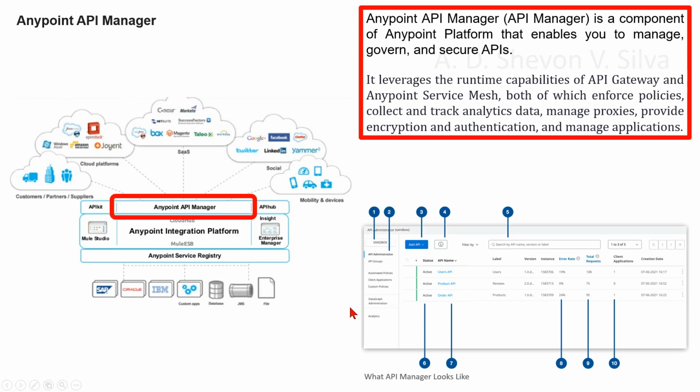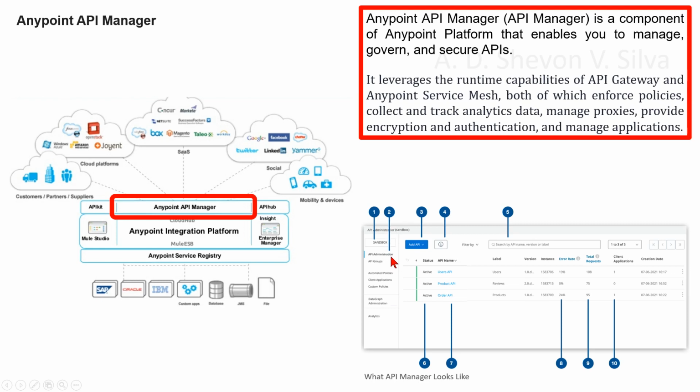Here you can see what API Manager looks like. To access API Manager, log into Anypoint platform and select API Manager from the main menu. Here in number 1 you can see the environment selector. Anypoint platform enables you to create and manage separate deployment environments for APIs and applications. API Manager displays all environments except design environments.